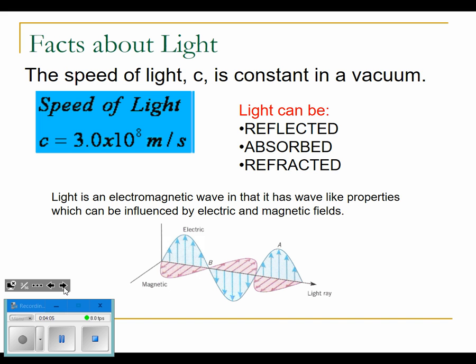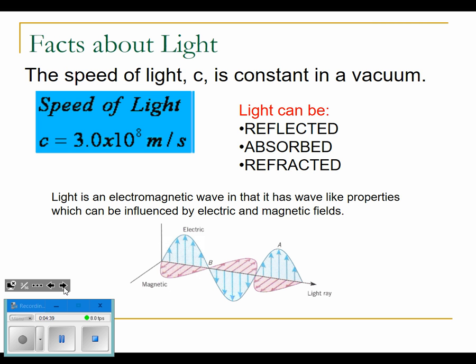Okay, so reflection really is just bouncing off of something. Absorbed is going to mean that it goes into and stays in there. And then refracted means it's going to pass through a barrier, changing from one medium to another. So light is interesting in the fact that it's an electromagnetic wave. So it's an electric wave and a magnetic wave. So it has wave properties, and those can be influenced by electric and magnetic fields.